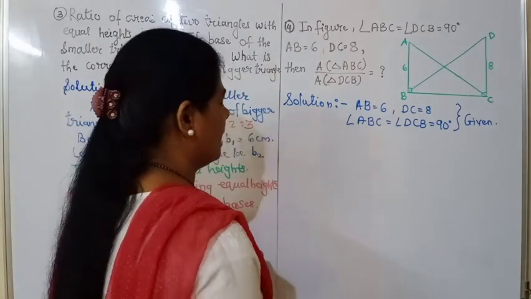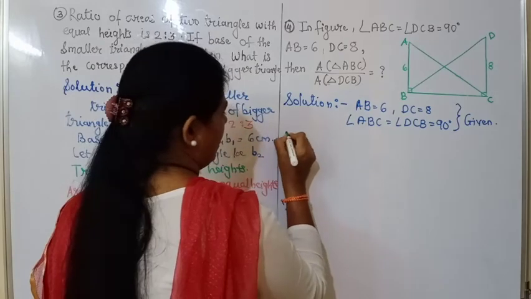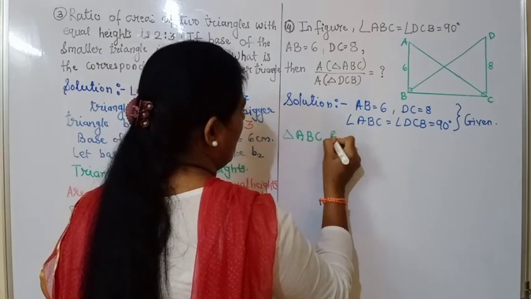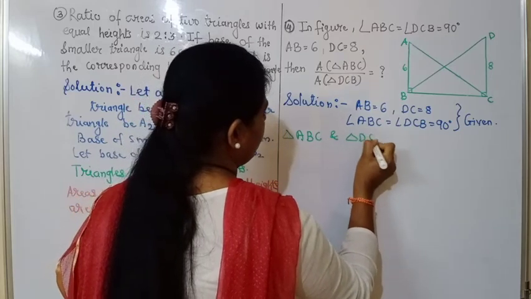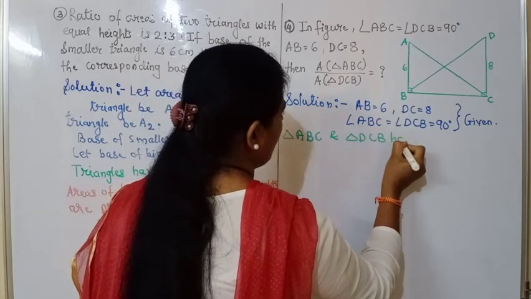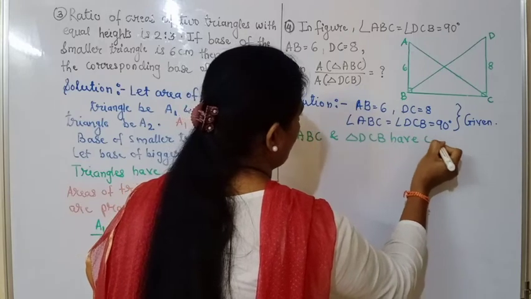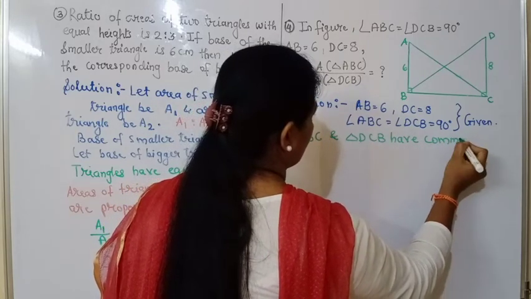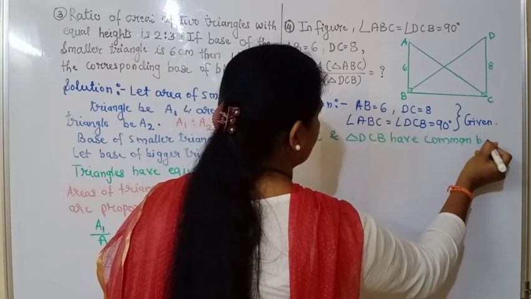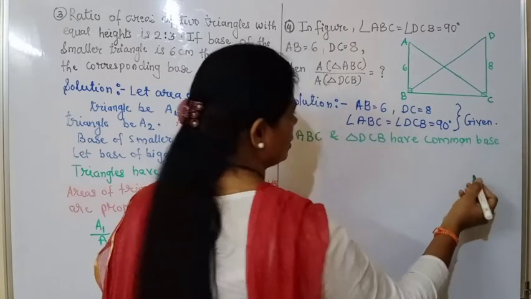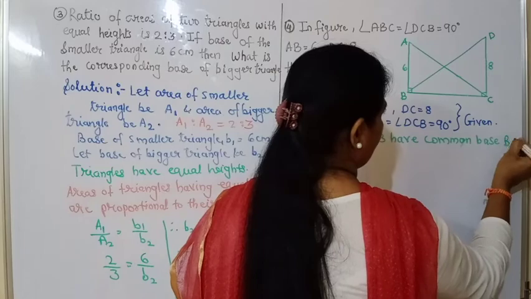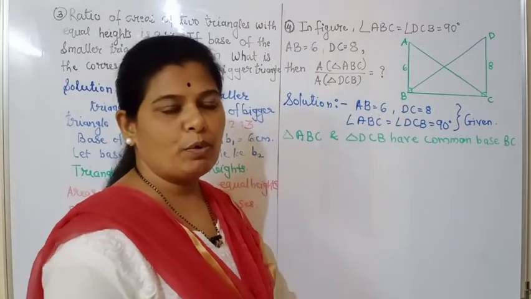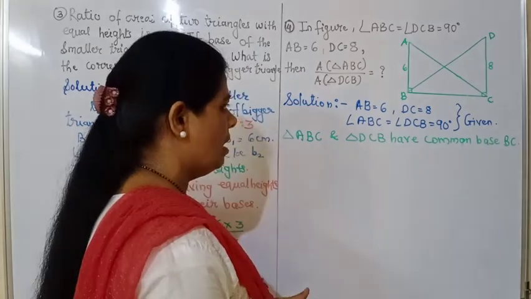So we will write here: triangle ABC and triangle DCB have common base BC. What is the common base? That is BC. So what will be now? Areas will be proportional to their corresponding heights.